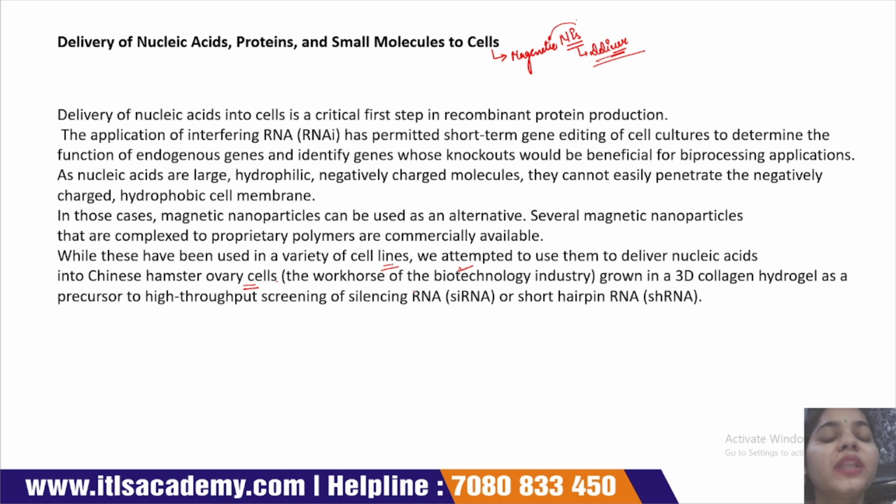These cells are grown in a 3D collagen hydrogel as a precursor of high throughput screening of silencing RNA, that is siRNA, or short hairpin RNA, that is shRNA. Okay, next.